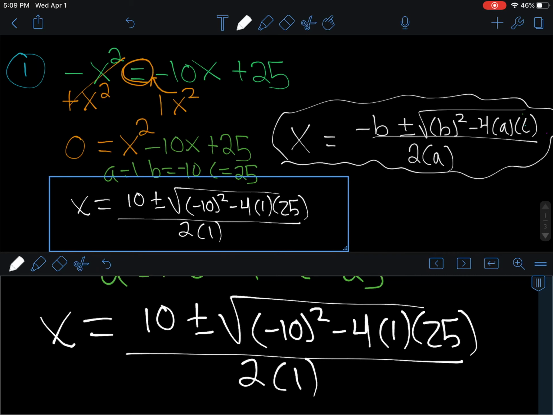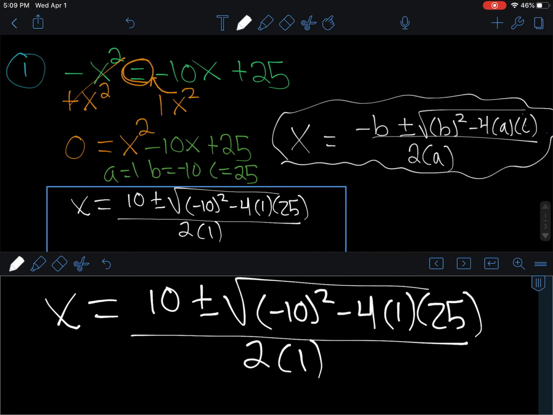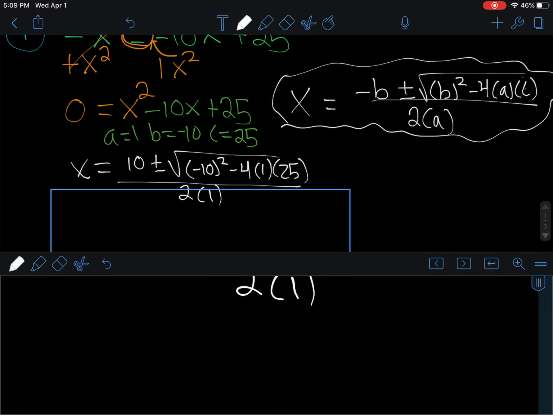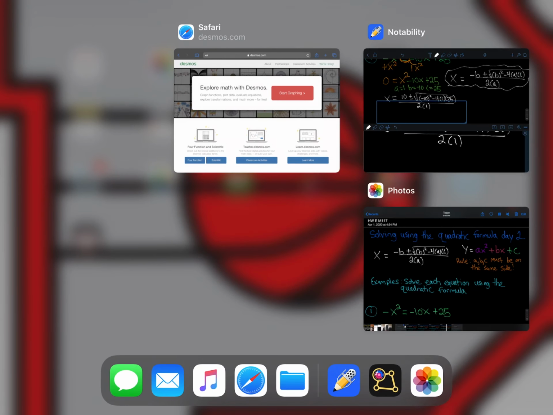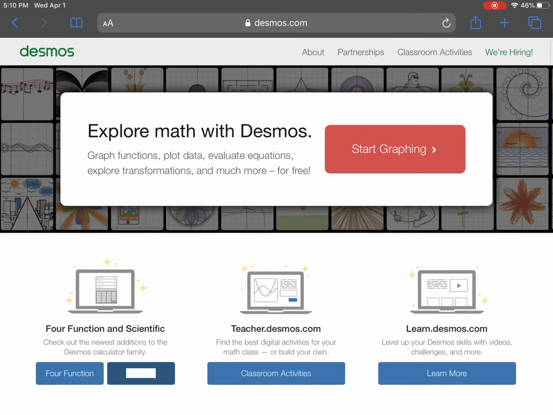Now, remember, don't get caught up in trying to do this calculation in your head. What you can do is use decimals.com. So you go to decimals.com. I'm going to use the scientific calculator.